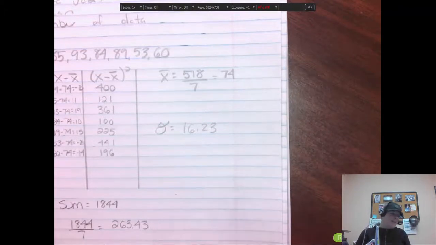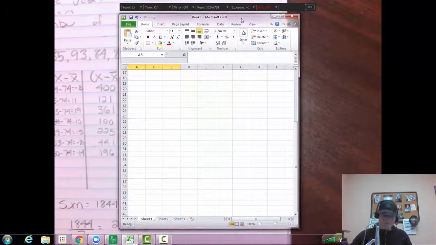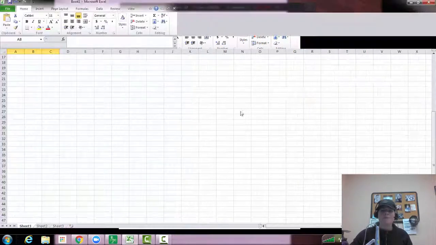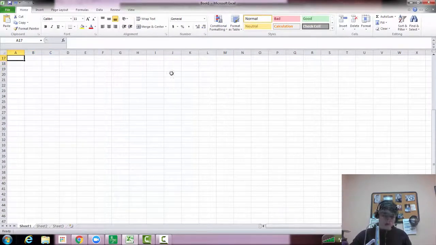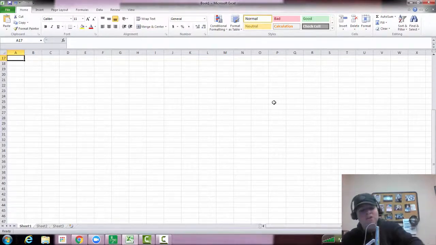So this one is a lot more meaningful necessarily than the mean absolute deviation. Both important though. Let me show you real quick how to do this same standard deviation in Excel, because everyone has Excel. First, just enter your numbers.